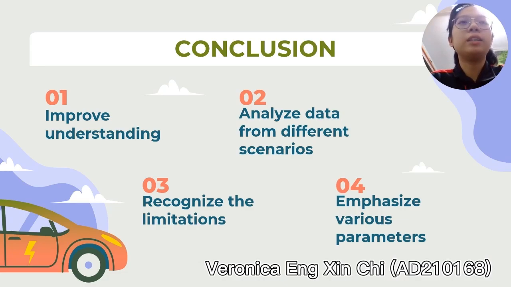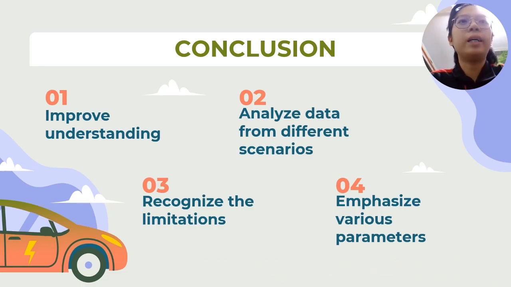So firstly, after conducting the study, it really improved our understanding regarding the suspension system in vehicles. This suspension system plays a critical role in supporting, stabilizing, and also controlling the vehicle. Throughout the study, we explored different types of suspension system, which are the independent and dependent systems. We also discussed the components of a suspension system and their functions.